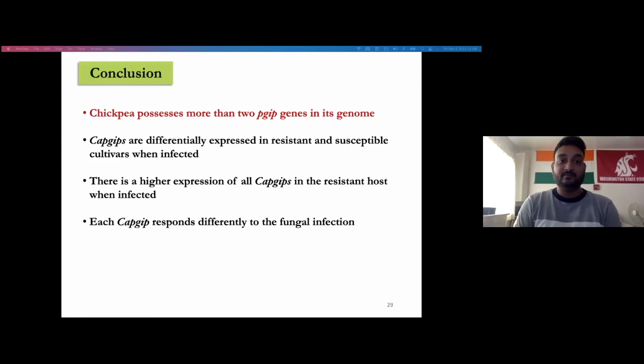Conclusion: we now know that chickpea possesses more than 2 Pgips in its genome. And we also know that chickpea Pgips are differentially expressed in resistant and susceptible cultivars. There's a higher expression of all Pgips in the resistant host, which tells us that Pgips have an important role in resistance. And each Pgip responds differently to fungal infection. Therefore, it also suggests maybe that's the reason all crops have more than 1 Pgip.